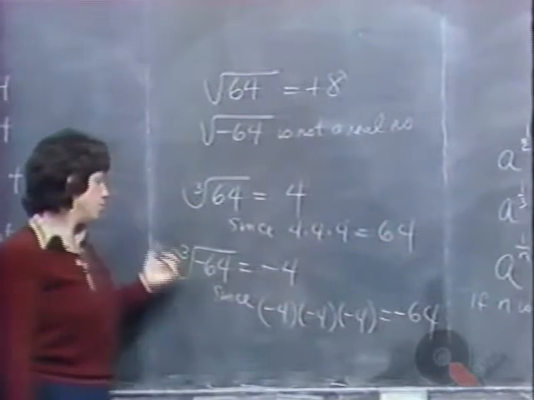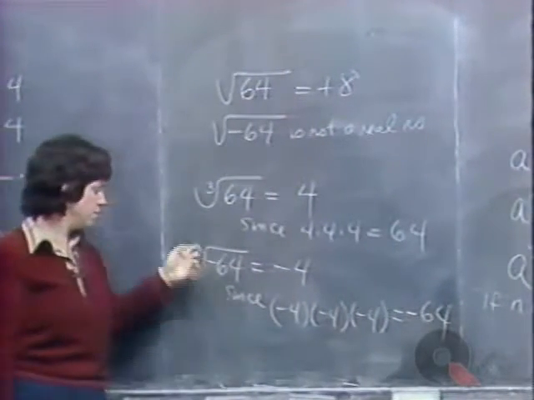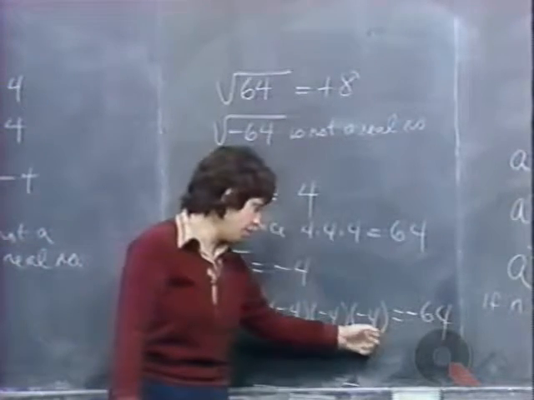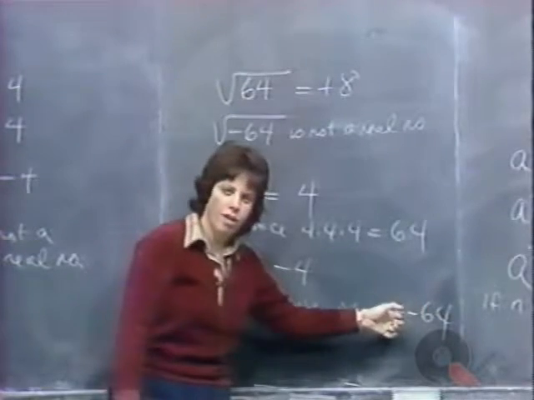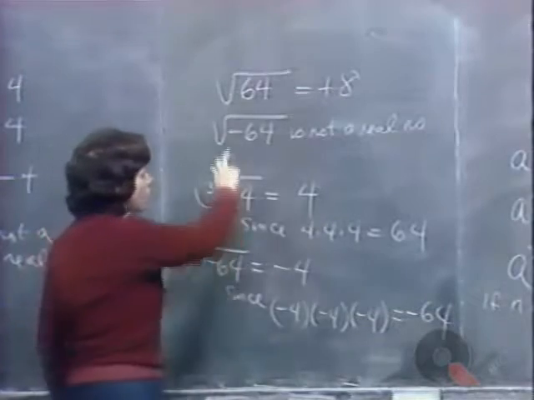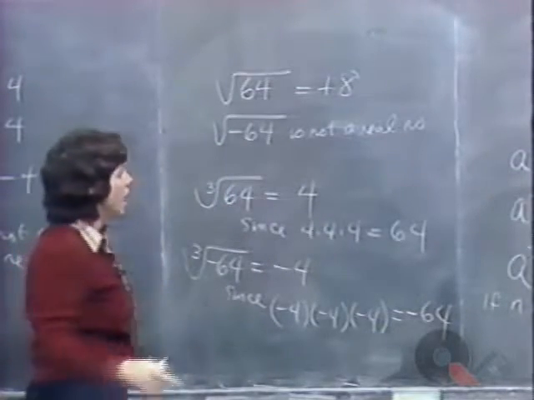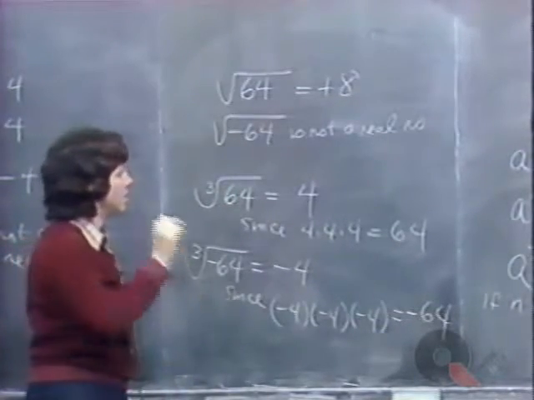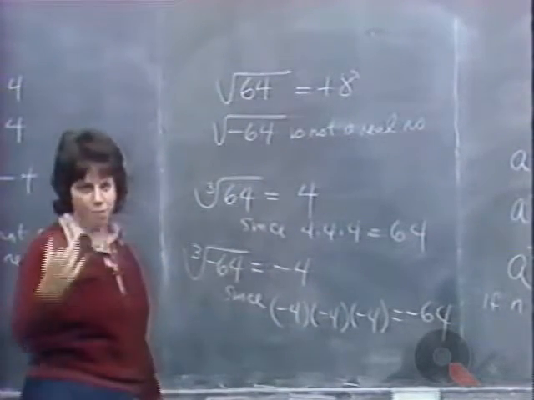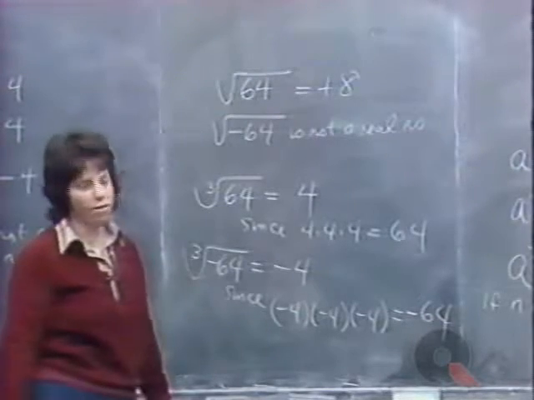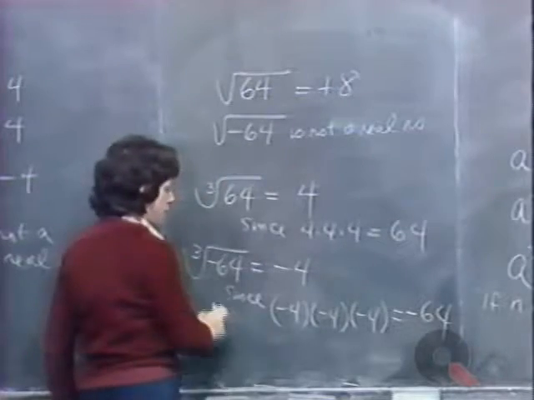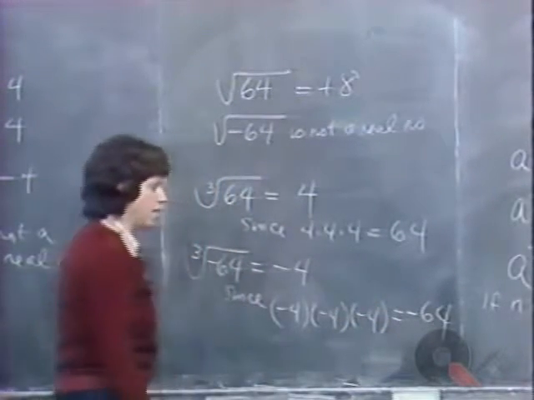This means I want a number which, when multiplied by itself 3 times, gives me minus 64. If I start with a negative and multiply it by itself 3 times, I will wind up with 3 negatives, which gives me a net result of a negative. So that can be accomplished. The square root of minus 64 I can't do. I can't come up with a number which, when multiplied by itself, gives me a negative result, because plus times plus would give me plus, and minus times minus would give me plus. So I can't do it an even number of times and come out negative, but I can do it an odd number of times and come out negative.